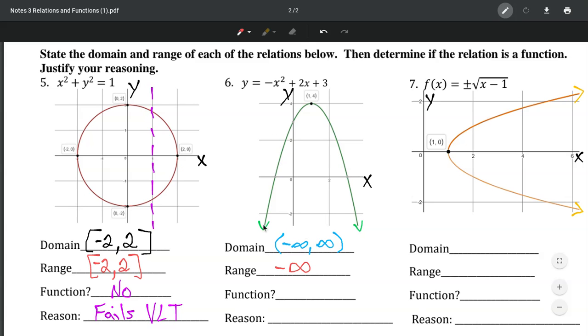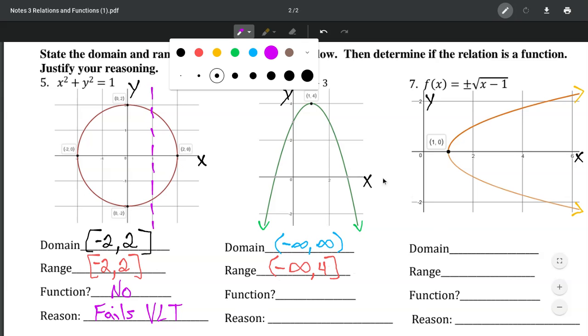But for the highest y value, remember this green graph is what we're discussing. It does go down forever, but it doesn't go up forever. There is a highest point on this parabola, and that is up here at the point (1, 4). Remember, we're talking about y values with our range, so out of this ordered pair, we want the y value of 4 as our highest point on the graph. So this range tells me that we have a low y value of negative infinity, so the graph goes down forever, but it stops going up at a y value of 4.